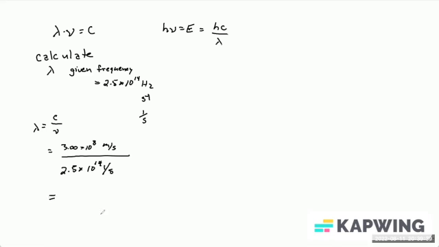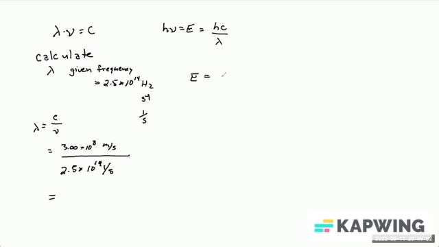You can put it in your calculator, but it's 3 times 10 to the 8th over 2.5 times 10 to the 14th. It's going to be something like 10 to the -6th meters. Okay, a little bit more than that. Okay, and let's find out what the energy is for the same wavelength.